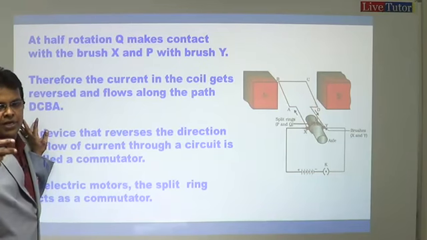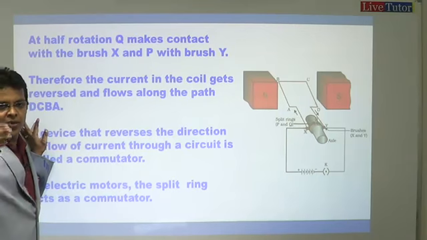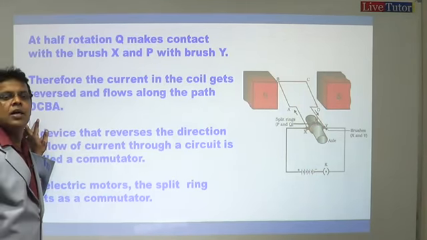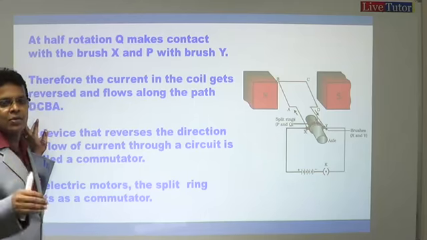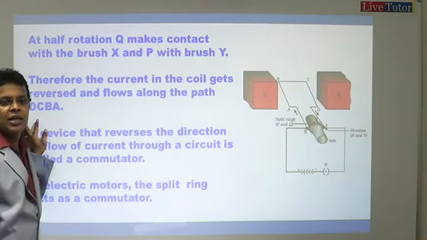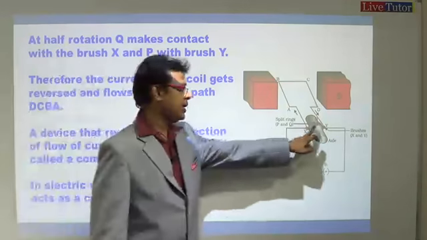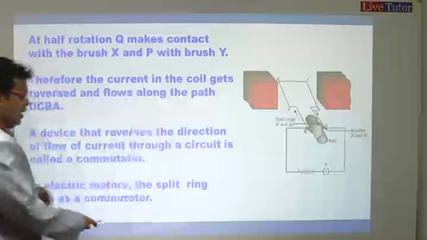That is the answer you have to give. You have to give it in 2 lines. One is, what is the purpose of split rings? That is, they are used as a commutator. Then you have to say, what is a commutator? It is a device that reverses the direction of current. So that is the role of the split rings here.